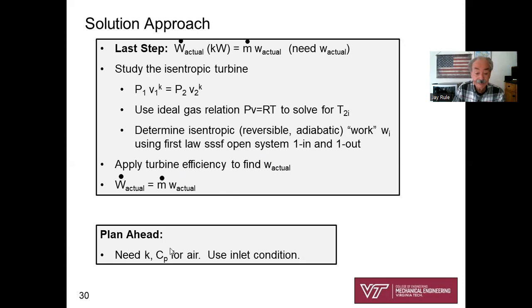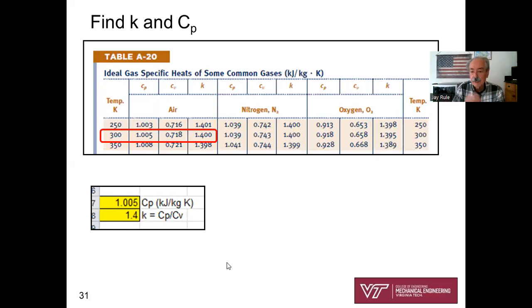Okay, so let's plan ahead. We need K if we don't know it in our heads. We need Cp for air, probably don't have that in our heads, and we'll use the inlet condition to get those. So there we go, table A20. We're going to use the inlet condition 300 because it's easy. Cp is 1.005 and K is 1.4. We write those numbers down.